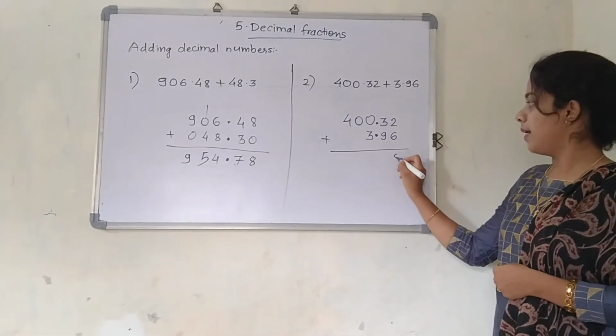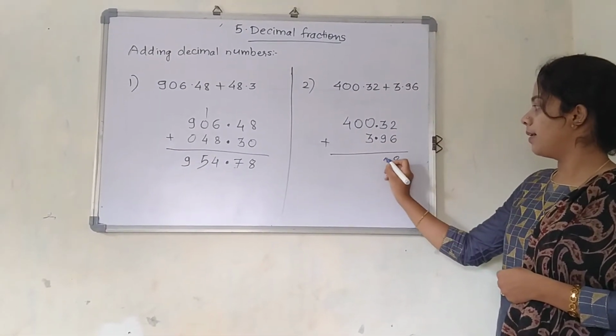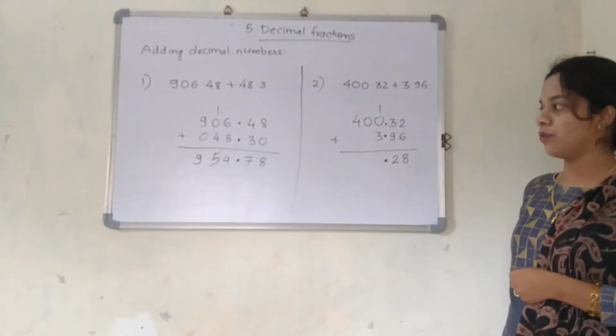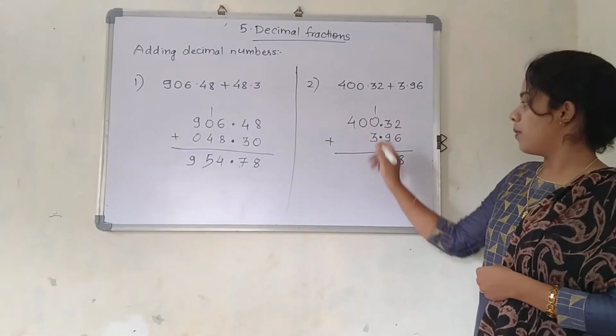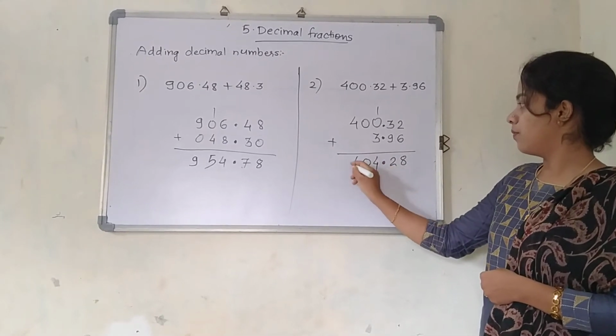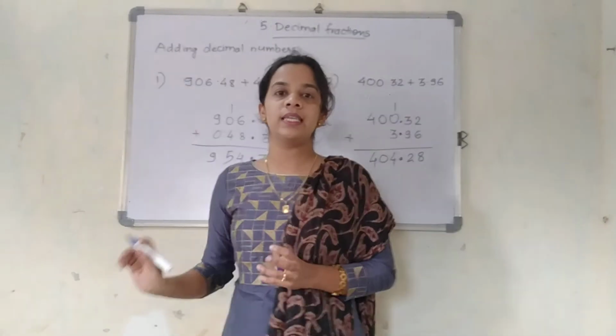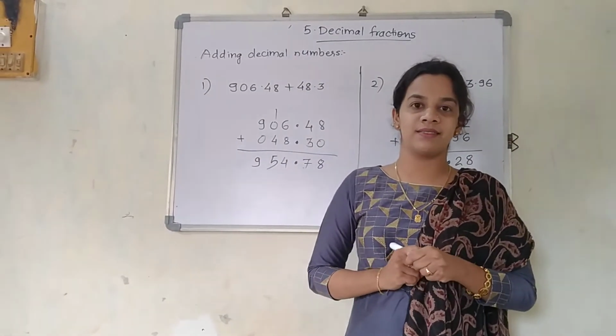2 plus 6, 8. 3 plus 9, 12. Decimal down to decimal again. 12, the carry forward will be done over here. 3 plus 1, 4, 0, 4. So the answer is 404.28. Okay, we will see now the subtraction from this lesson.